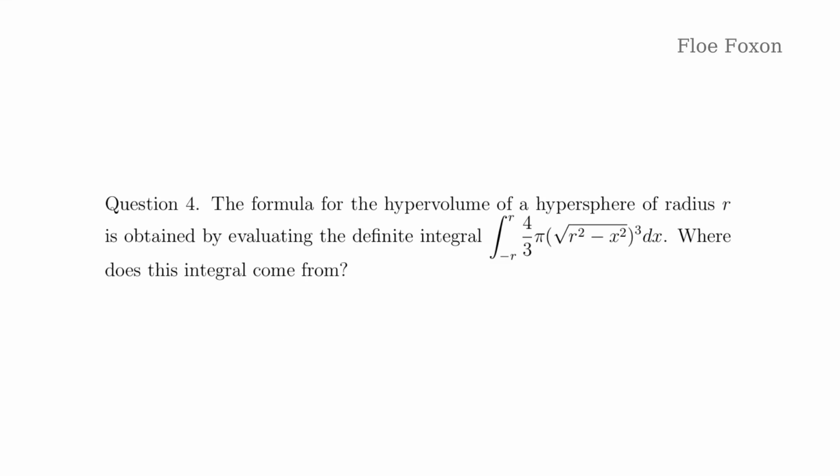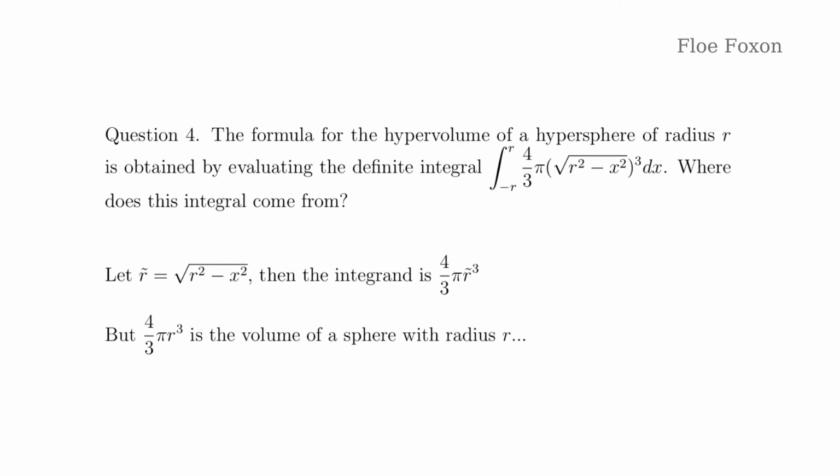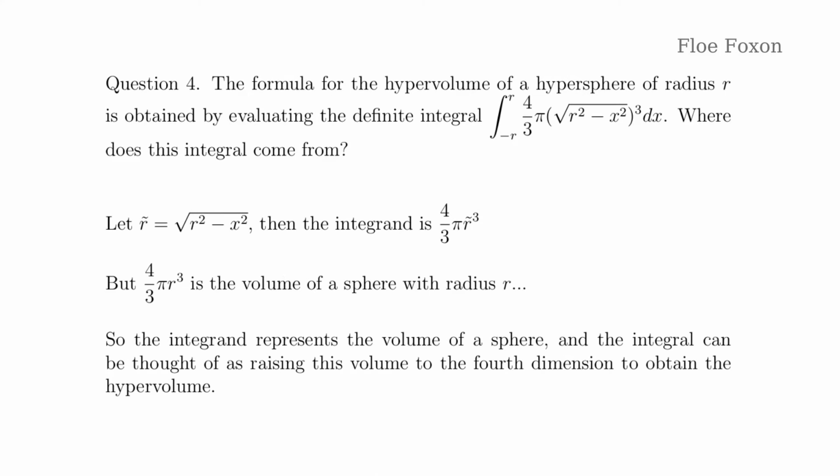So with this line of thinking, let's go back to the original question. We can again let tilde r equal to the square root of r squared minus x squared, so that the integrand is 4 over 3 pi times tilde r cubed, which is simply the volume of a sphere. So one way of thinking about this integral then is that the integrand represents the volume of a sphere, and the integral is like raising this volume to the fourth dimension, which then gives us the hypervolume.